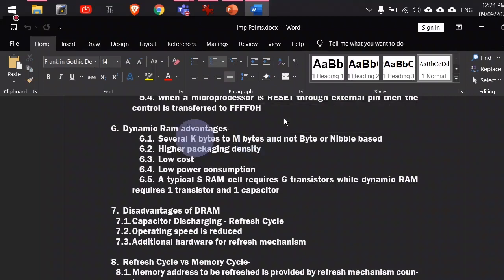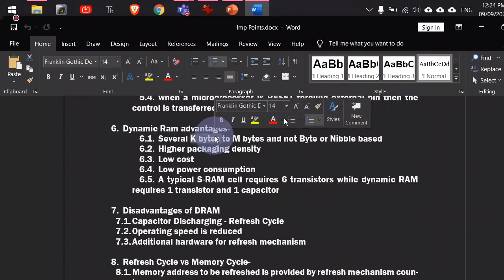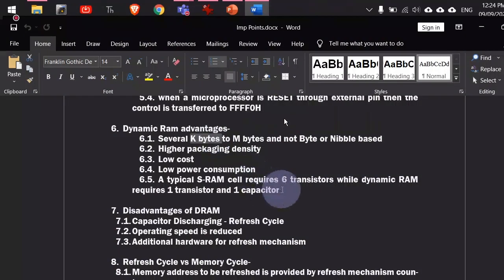In those times, several kilobytes was also a valid term, but these days it should be of the order of several megabytes, and that has to be dynamic RAM, because only in that case will this assembly of 1 transistor and 1 capacitor be commercially viable. It is commercially viable because the refresh mechanism is the same for 1 transistor and 1 capacitor, or for an assembly of 10,000 of them. So the refresh mechanism remains the same. That is why it is cost effective to manufacture dynamic RAM having a larger set of memory, right?